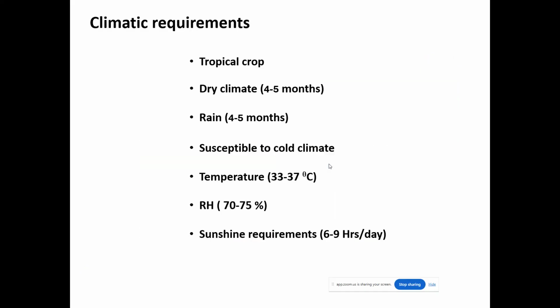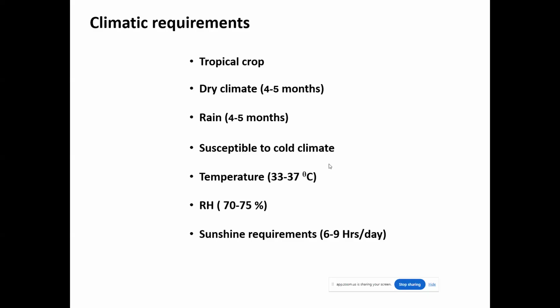Coming to the climatic requirements of this crop, it is a tropical plant and it loves dry climate. Up to 4 to 5 months, it loves dry climate. We can say this is a drought resilient crop. It can be recommended up to rain days of 4 to 5 months. And it is susceptible to cold climate. It is very much susceptible to cold and frost. It will not proliferate in that climatic condition.